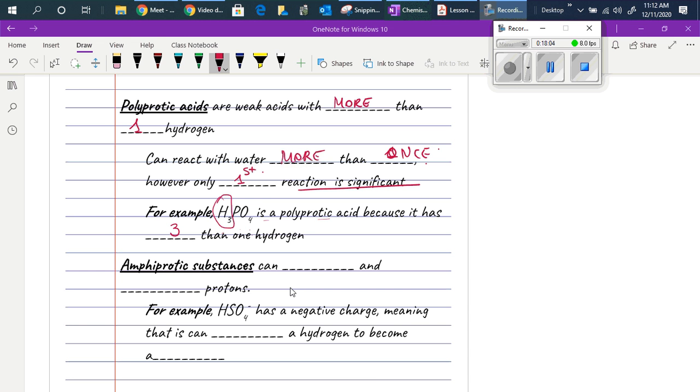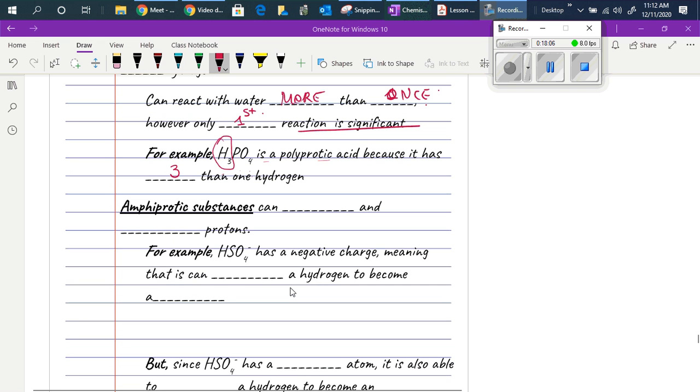And when we have the amphiprotic substances, then they can donate or they can steal protons. They go both ways. They donate or they steal, depending on the situation that they are in. They can donate or they can steal.